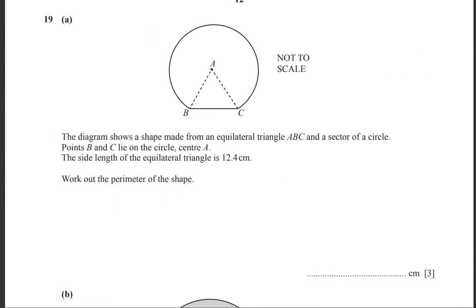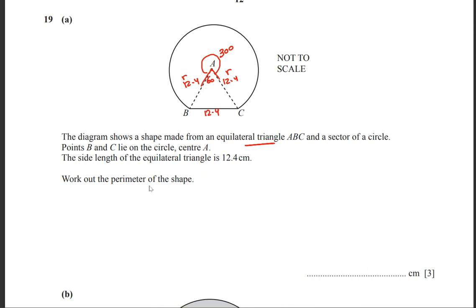Question number 19. The diagram shows a shape made from an equilateral triangle ABC and the sector of a circle. Okay, the side length of the equilateral is 12.4, that means that this is 12.4 and this is also 12.4, which is the radius, and this is also 12.4. And equilateral triangle means that this is 60. And if this is 60, that means that the reflex angle is what? 300. All of that goes across my mind while reading the givens.